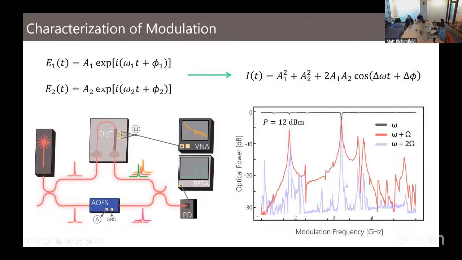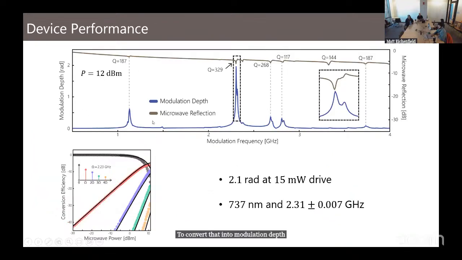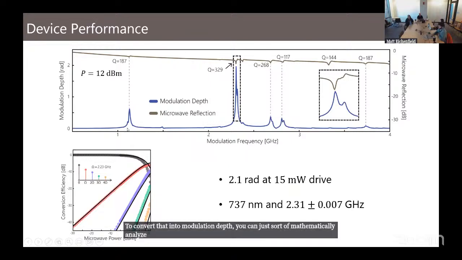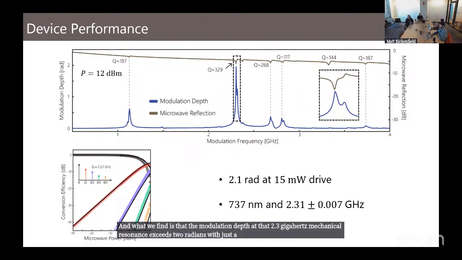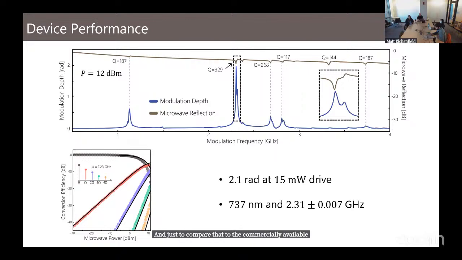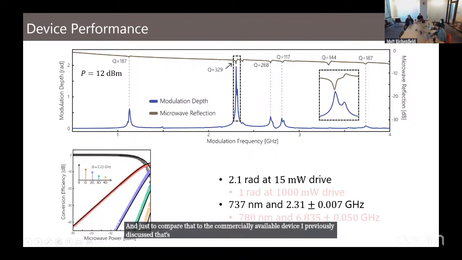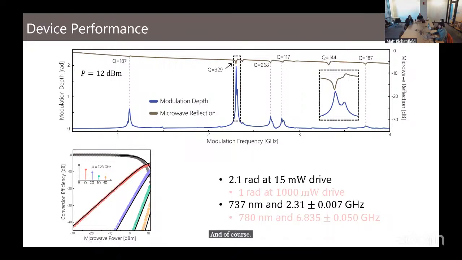To convert that into modulation depth, you can mathematically analyze that data, and the result is shown on this plot. What we find is that the modulation depth at that 2.3 gigahertz mechanical resonance exceeds 2 radians with just a 15 milliwatt driving power. This takes place for 737 nanometer light, and as I mentioned, the modulation is at 2.3 gigahertz. Compared to the commercially available device I previously discussed, that's twice the modulation depth with about 100 times less drive power at a similar wavelength and frequency. And of course, this is on a CMOS fabricated integrated circuit.